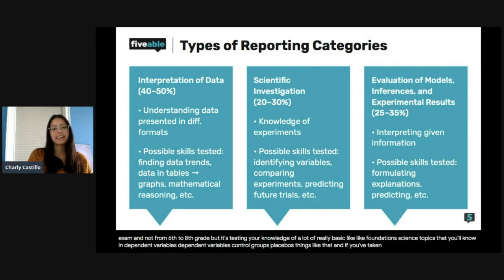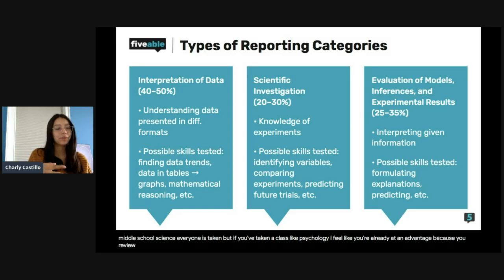And if you've taken a class like, I'm trying to think, like a middle school science everyone has taken, but if you've taken a class like psychology, I feel like you're already at an advantage because you review pretty much these same topics. I feel that ACT Science has a lot of similarities and just expectations from students as you'll have in AP Psych if you've ever taken it.